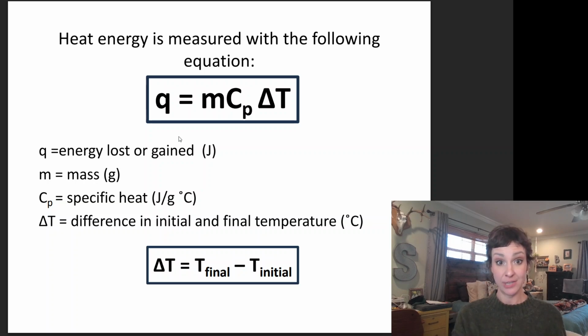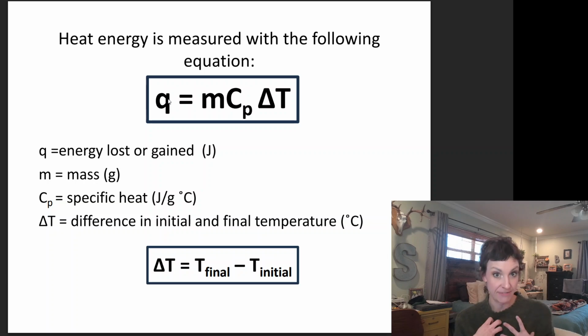Q, we've talked about Q. Q is just heat. It is energy lost or gained. As we referenced from the previous slides, we know that if Q is negative, it will be a release of heat, an exothermic process. And if Q is positive, it's going to be an absorption of heat, an endothermic process. But the units for Q we talked about are joules.